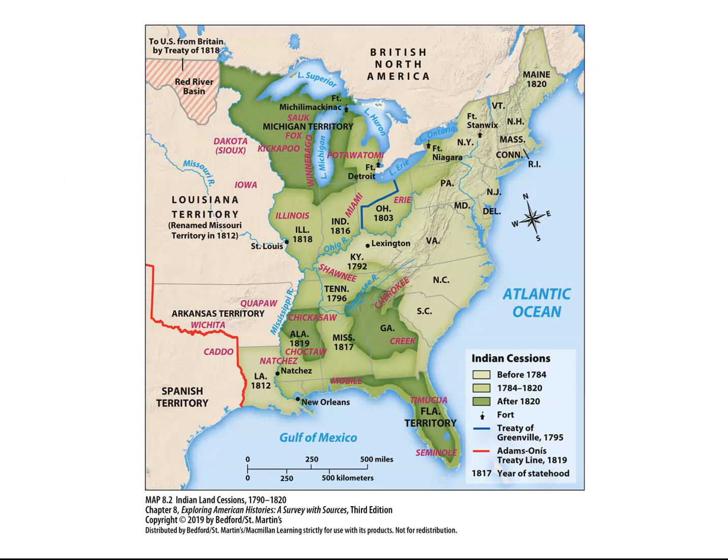So you can see here these Indian cessions, like Indians being forced to give up their land. This all happened before 1784, right? Here's the colonies, kind of the original 13 colonies area, a little bit down into Georgia here. Between 1784 and 1820, it's this lighter green shade. And then after 1820 is the dark green. And this we'll talk about when we talk about the Trail of Tears, these cessions.